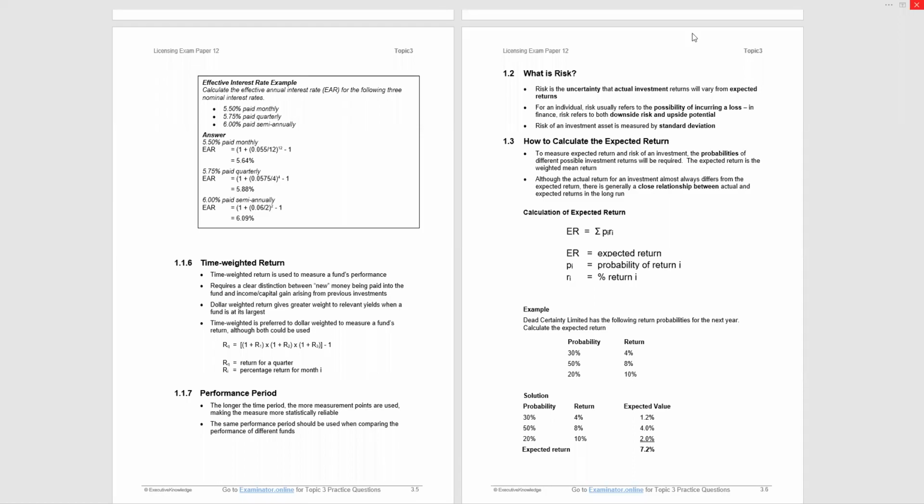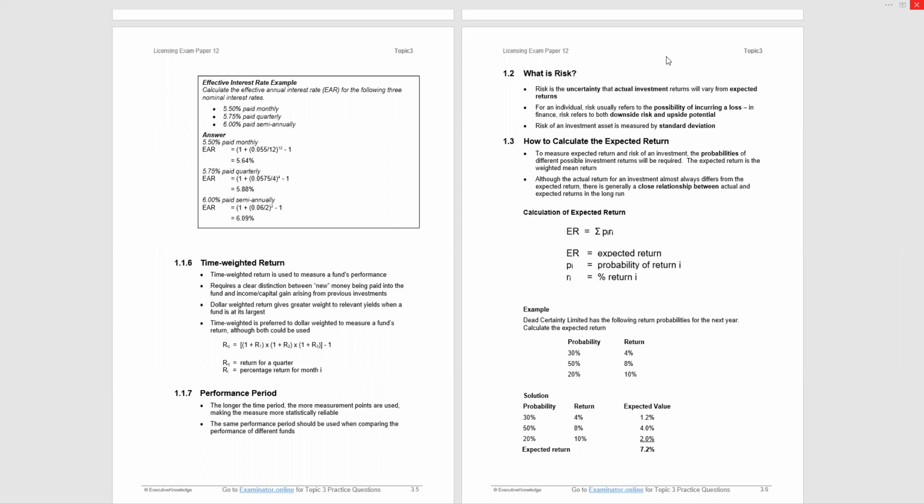Continuing with topic 3, paper 12, we're asked the question, what is risk? The top of page 3.6. Now, risk with regard to investment is the uncertainty around investment returns. That is, how are investment returns going to vary from the expected return?